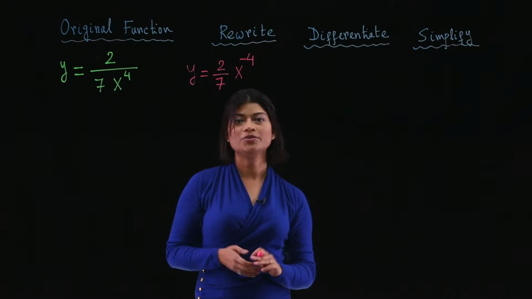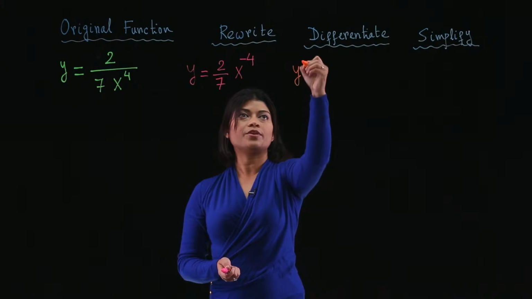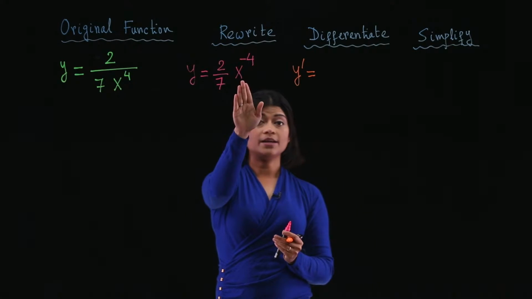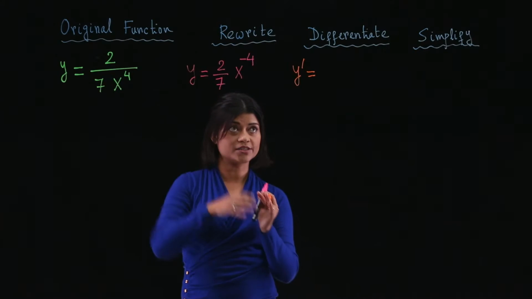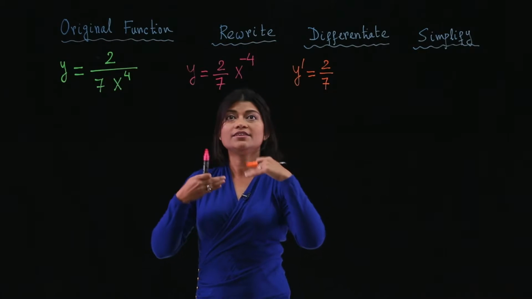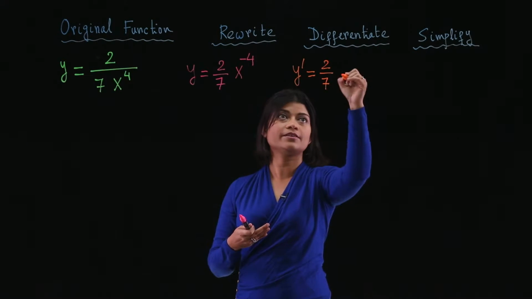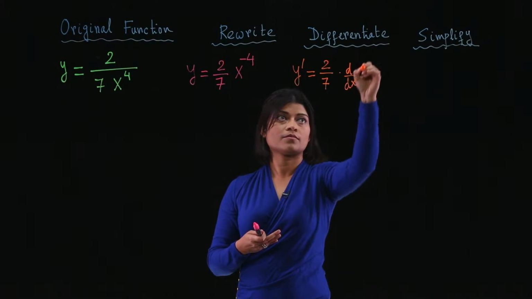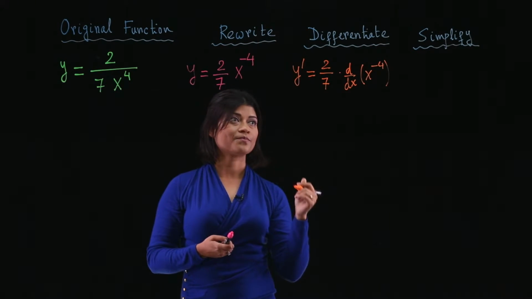Okay, so we have a constant times the x term. Next step, we are going to differentiate, so we are going to find y prime. Now, this is a constant times a function. The constant multiple rule says you keep the constant as it is, and then differentiate x to the power negative 4. So 2 over 7 times the derivative of x to the power negative 4. That's the constant multiple rule.